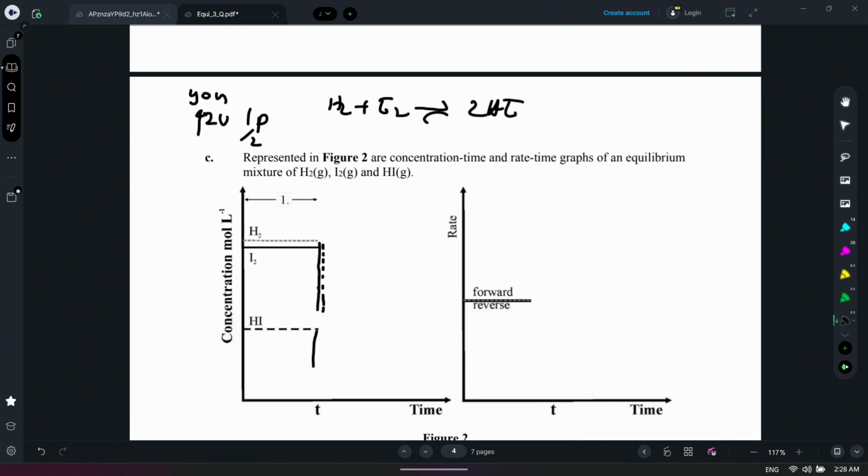Pressure is going to be halved. So then what would the system do? The system partially opposes the change by trying to increase the pressure. Then what does the system need to do? The system will favor the side with more particles, because more particles means more pressure.